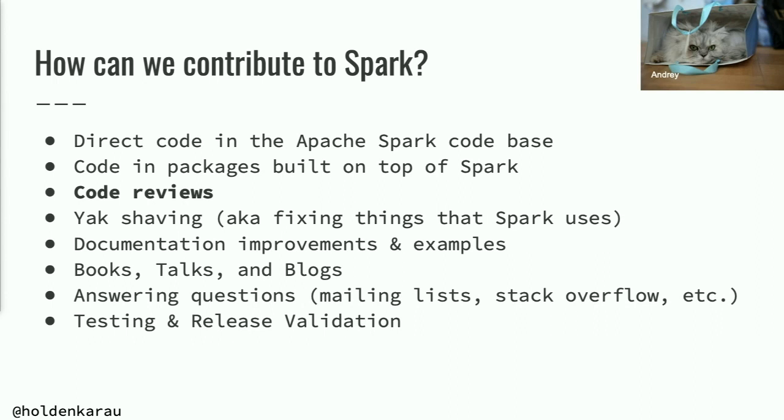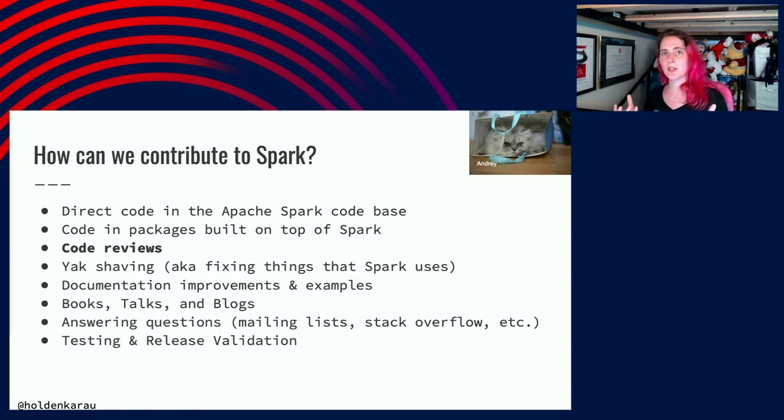So how can we contribute to Spark? There's a bunch of different ways that you can contribute to Spark. I think when people think of contributing to open source projects, we normally think of contributing code, right? We think of pull requests, we think of bug fixes, but there are all sorts of other things that you can do. There's improving the documentation, there's code reviews, there's fixing the code that Spark itself depends on. I like to think of that as yak shaving.